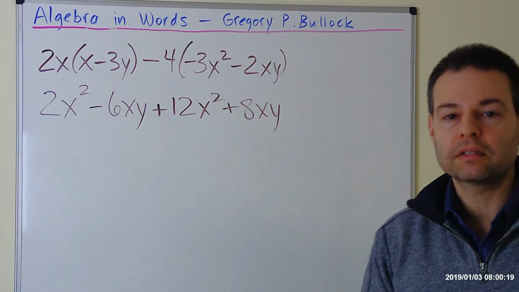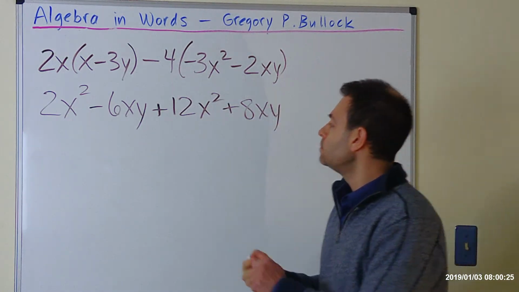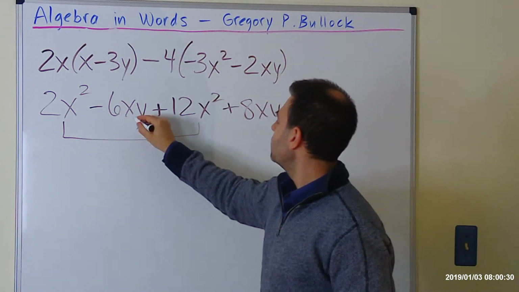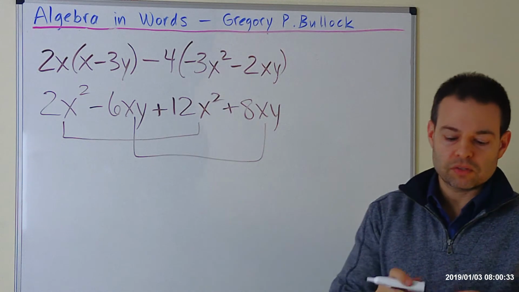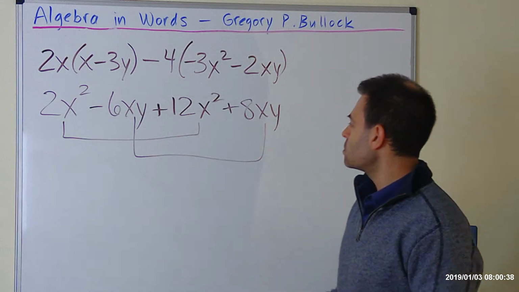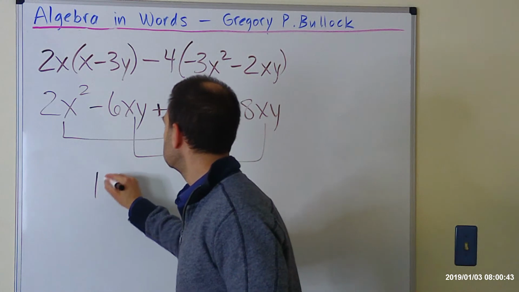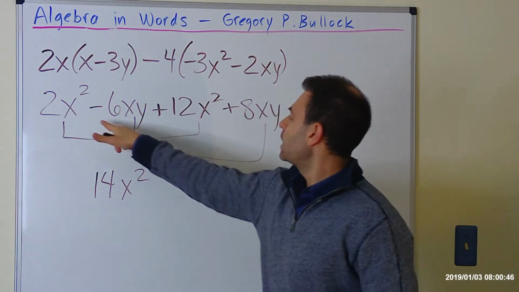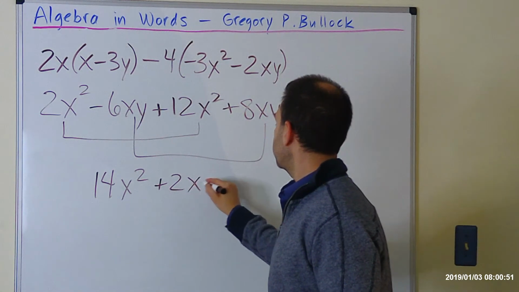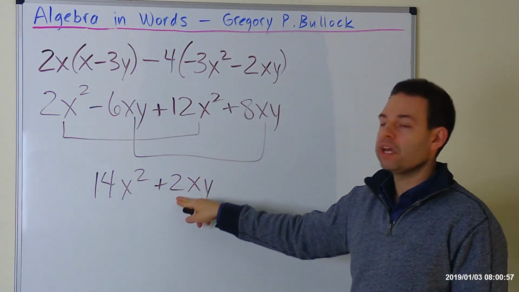Now we want to look for like terms. We have x squared and we have x squared. They're alike. And we have xy and xy. These are alike, so I just drew a line together to them to connect them, just to make it obvious. So now we'll just combine. 2x squared plus 12x squared is 14x squared. Negative 6xy plus 8xy is 2xy. Why is it 2xy? Because negative 6 plus 8 makes positive 2.